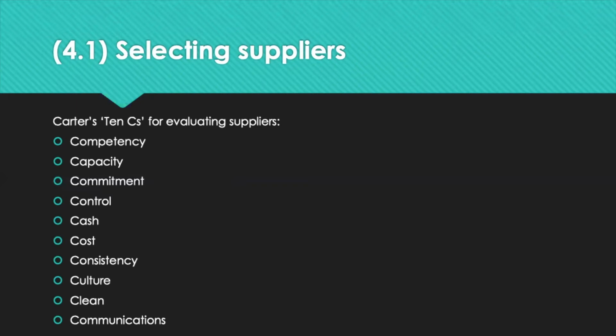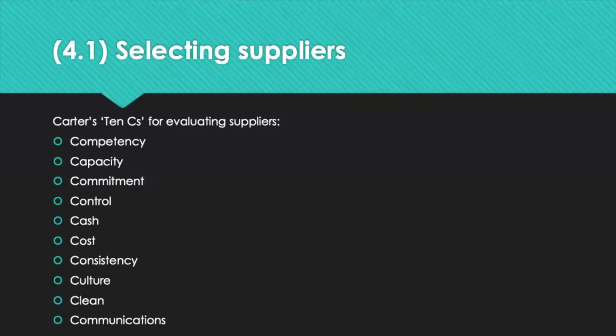Do they have capacity for their machinery, time and resources to supply those goods and services? Do they have commitment to supplying quality products that meet our specifications? This can be demonstrated by having an ISO 9001 accreditation. Control. Is the supplier in control of their suppliers? Will supply be continuous? Cash will look at the financial health of that supplier. Could they survive during an economic downturn?